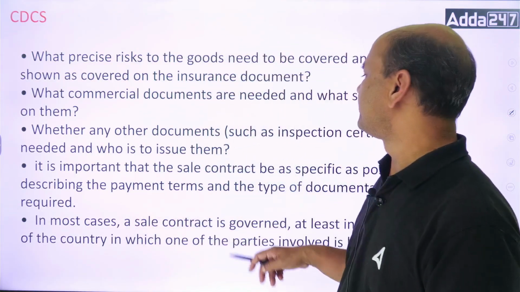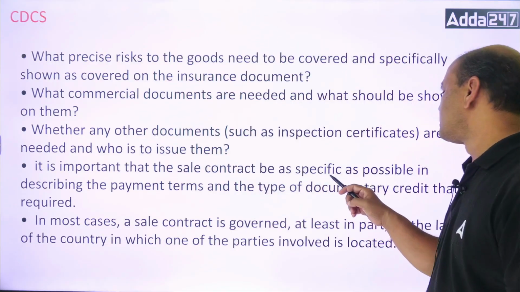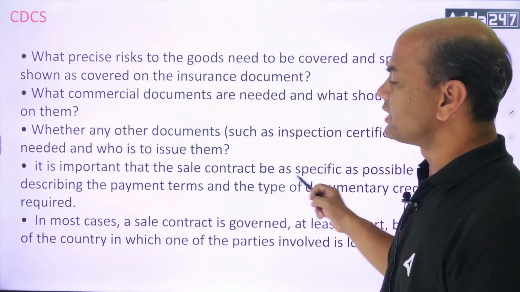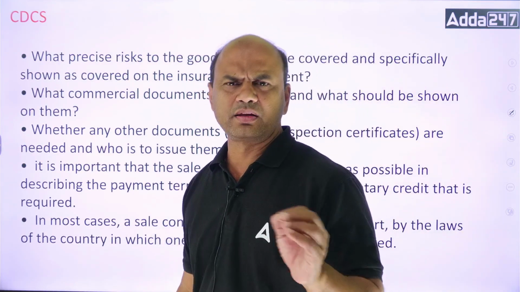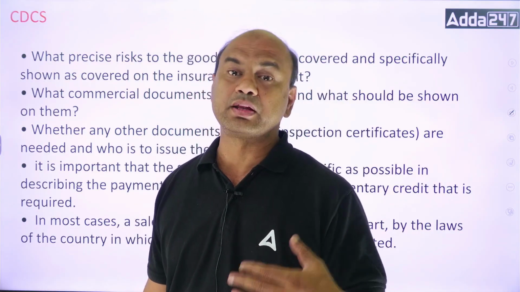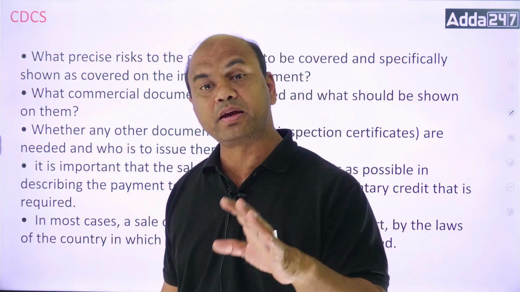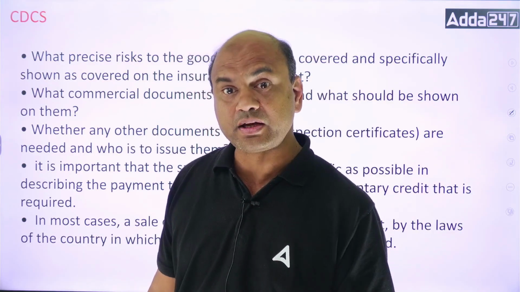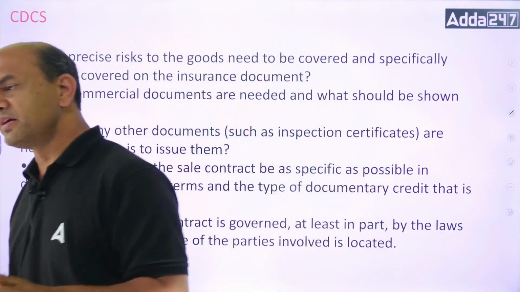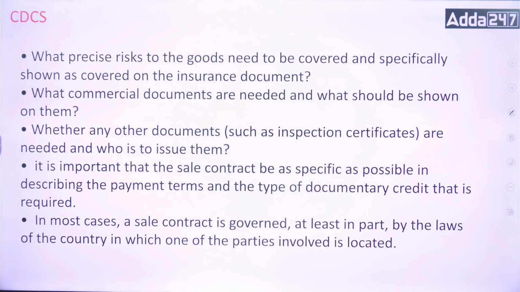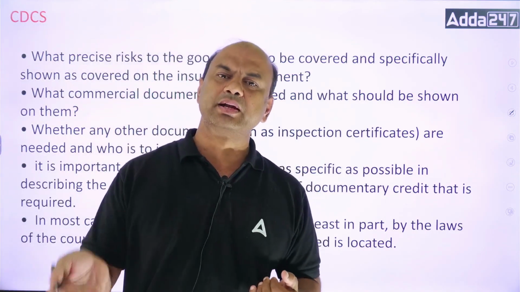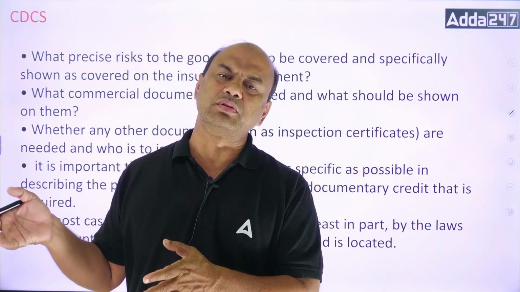It is important that a sale contract should be as specific as possible in describing the payment terms and the type of documentary credit that is required. You should be very clear in the payment terms, in the sense whether I'll be paying at sight, whether I'll be paying at usance, whether deferred or usance, whatever it is. Whatever you want to decide, you have to decide it accordingly. Okay? But there should be clarity. If you have the clarity between the buyer and the seller, then the same clarity passes on to the issuing bank.